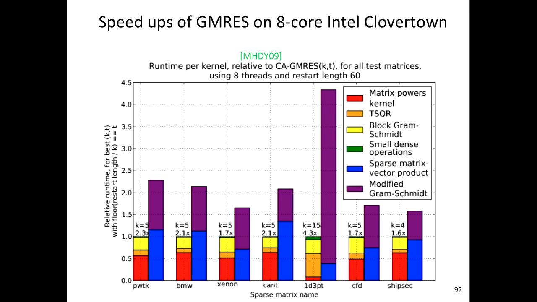And so here's some more speed-up plots. This is just on an 8-core Intel Clovertown. So now there is communication to avoid both on-chip, off-chip, and in between the different cores. And you can see that the speed-ups, I can't go into all the details, were both by making tall, skinny QR run faster and because of the matrix powers kernel.